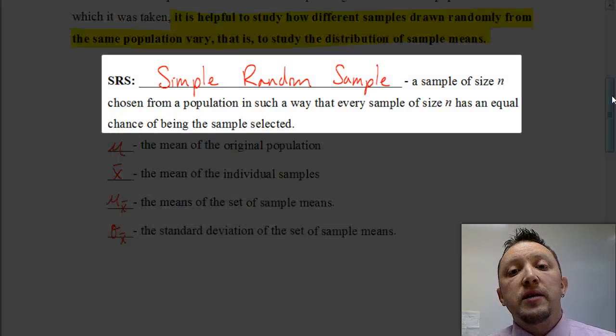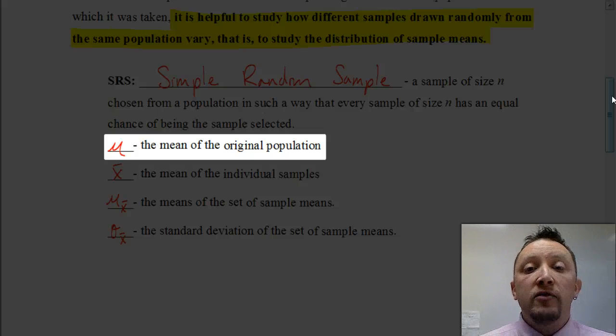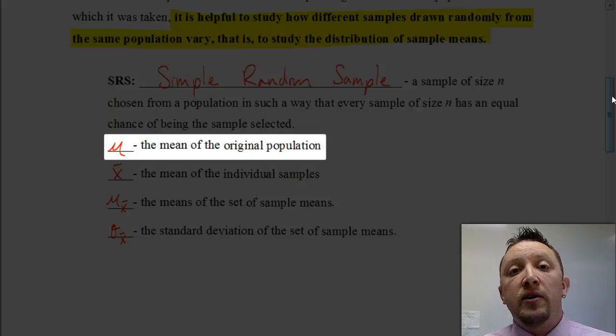Now, we call this a simple random sample, the SRS. That's basically saying that we have a sample of size n that's chosen from a larger population, and each of those samples has the same likelihood of being selected. Now, the mean, that mu symbol, represents the mean of our entire population. So if I was the owner of a company and I made a claim that my vehicles get 30 miles to the gallon, that would be my mean.